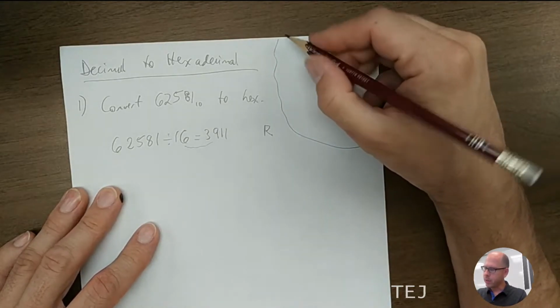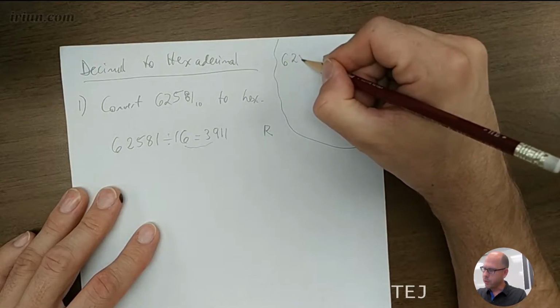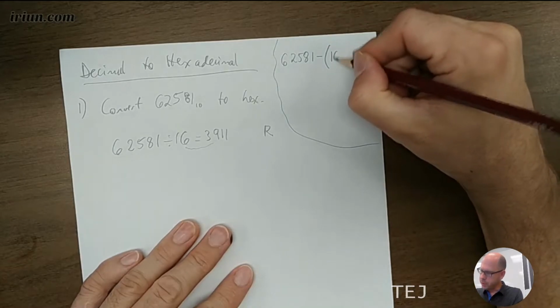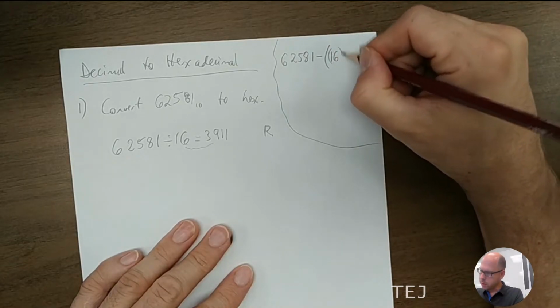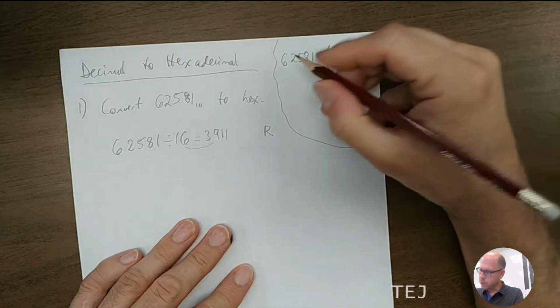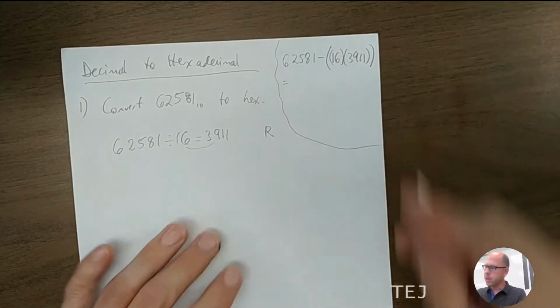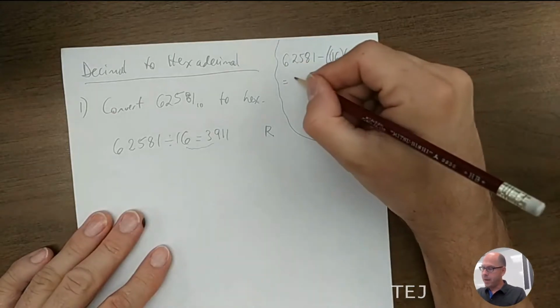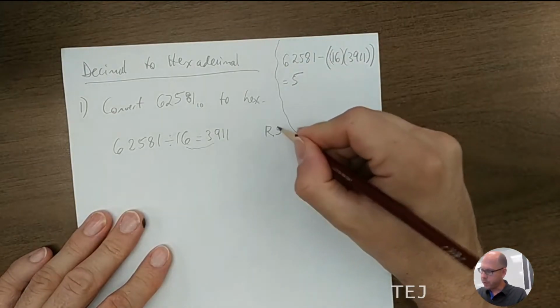So here's how we find out the remainder. The number that we started with, take away 16 times 3911. Because we know it's going to be smaller, we discarded the decimal. So what we're finding out is what's left over. And what we'll get is 5. So the remainder is 5.